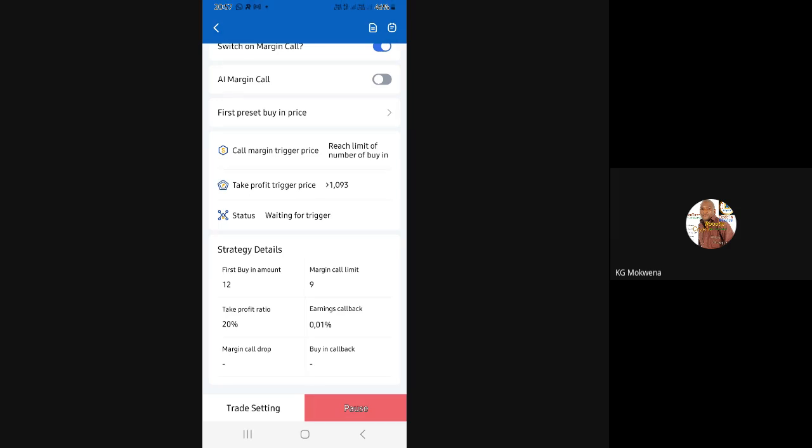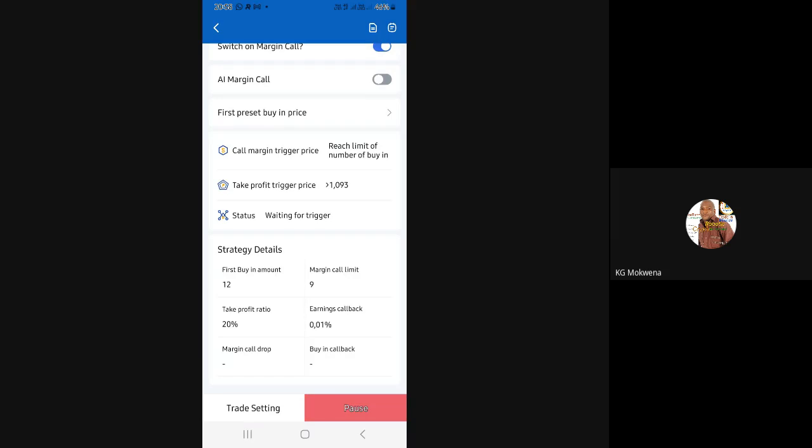So now at the moment, what I said previously, it's there. Margin call drop. What number do we have now? Margin call drop. It is nothing. Thank you, sir. It means the robot is not anticipating any transaction in terms of buying again, because we have reached maximum number of call margin. We are now at margin call number 9.